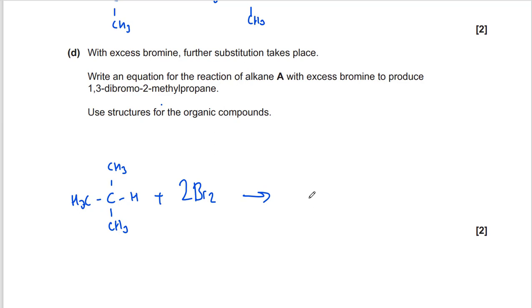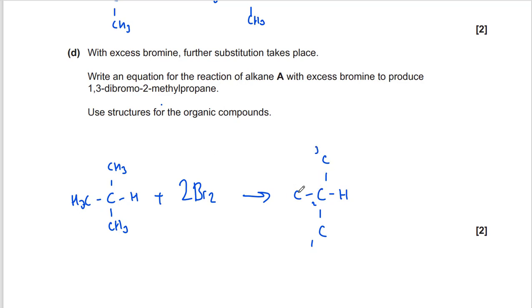So 1,3-dibromo-2-methylpropane. In terms of what that looks like, we've got carbon in the middle here. I'm just going to put the carbon chain on first because it helps to spot it. So longest carbon chain is 1, 2, 3. It doesn't matter which one you count as carbon 1. Any of the end ones can be carbon 1. Let's call this one carbon 1, this one carbon 2, this one carbon 3.